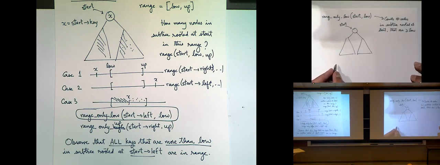So now we'll see that there are two cases here. So case 1 is start arrow key is less than low. Right? And you're trying to count everything that is more than low.